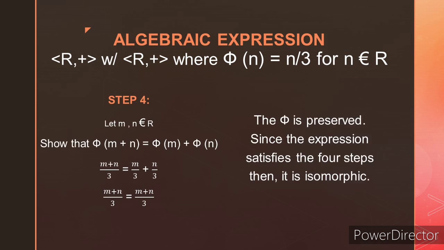And for our last and final step, let m and n be elements of the real numbers. Show that phi(m + n) is equal to phi of m plus phi of n. So we have (m + n) over 3 is equal to m over 3 plus n over 3. Then, (m + n) over 3 is equal to (m + n) over 3. The operation is preserved. Then, since the expression satisfies the 4 steps, this algebraic example is an isomorphism.